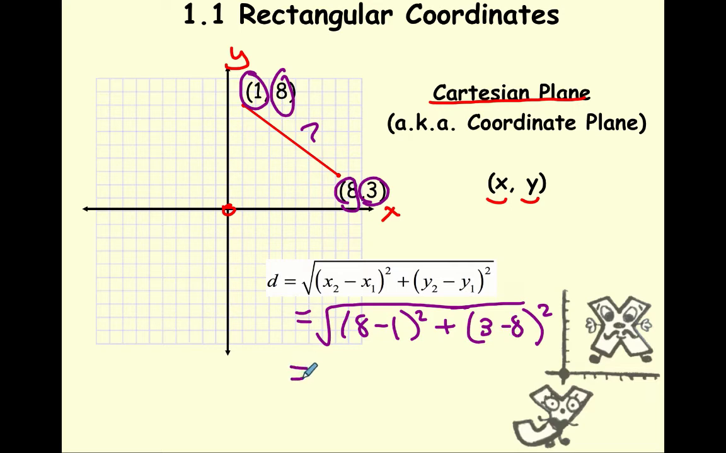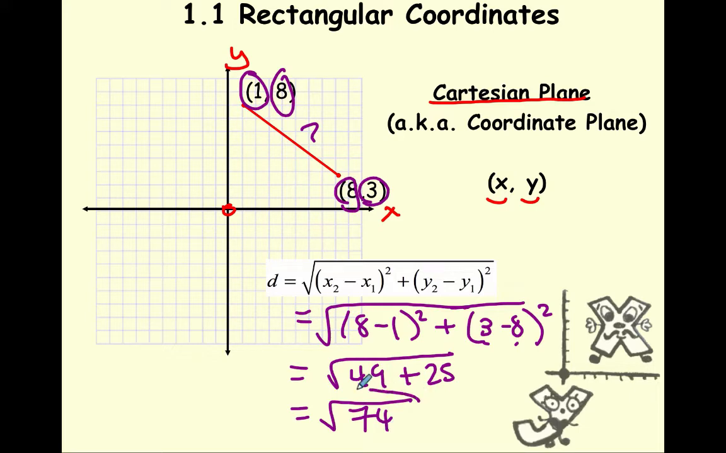Then we simplify. 8 minus 1 is 7, squared is 49. 3 minus 8 is negative 5, and negative 5 squared is 25. We add those numbers together. 49 and 25 make 74. The only other thing we can do is see if we can factor out any perfect squares, which there are not. So the distance between those points is the square root of 74.